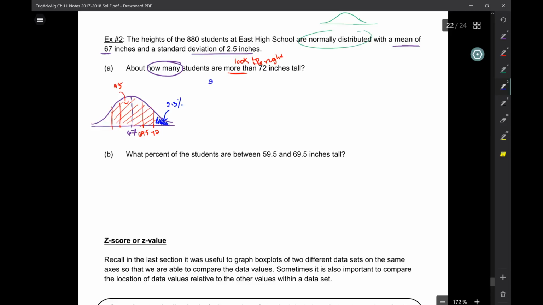Okay, so 2.5% are taller. Well, that's fine, but it wants the number of students. So 2.5% of 880, 0.025 times 880, how much is that? Somebody, anybody? Do you guys have your phones, your calculators with you?